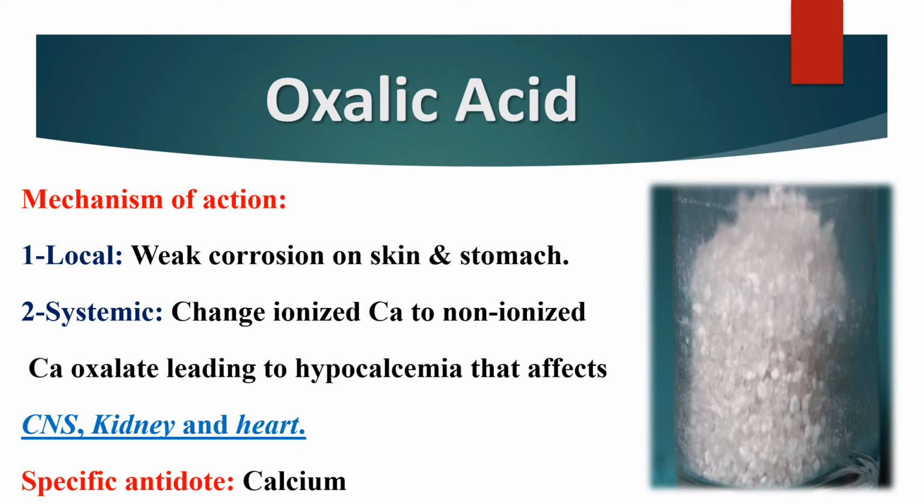is very important. It binds to the ionized calcium and forms a complex called calcium oxalate. So it converts the ionized calcium to a non-ionized form that can't be utilized by the organ. So it leads to hypocalcemia, which affects many organs like CNS, kidney, and heart. The specific antidote in case of oxalic acid toxicity, which is manifested by hypocalcemia, is calcium by every route. We try to give the patient calcium orally, or intravenous if the case is severe.